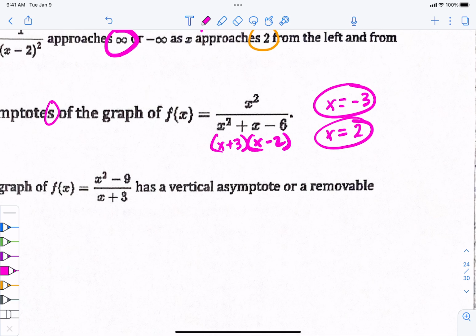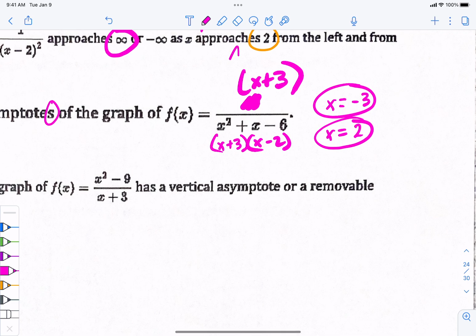It would have been a hole if, let's say this top was x plus 3, then negative 3 would have been a hole. How do you know the difference between that and a VA? A hole cancels out, a VA does not. So it's both where you set the denominator equal to 0, but a hole is what cancels at the top and the bottom.